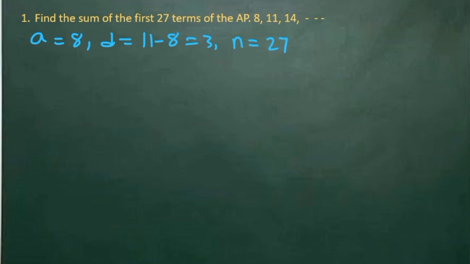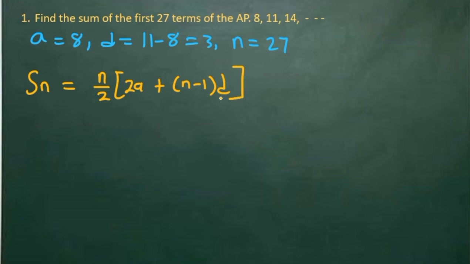27. Now, you note that the sum of an arithmetic progression is given by the expression n divided by 2, open bracket, 2 times the first term plus n minus 1 times the common difference. Alright, so now we are looking at the sum of the first 27 terms. So S of 27 equals 27 divided by 2.